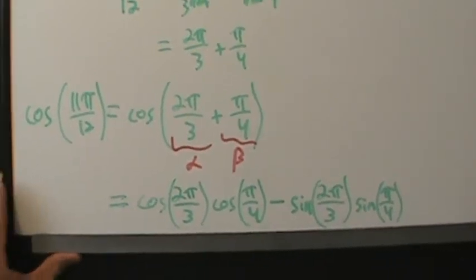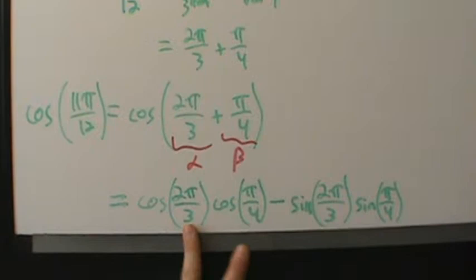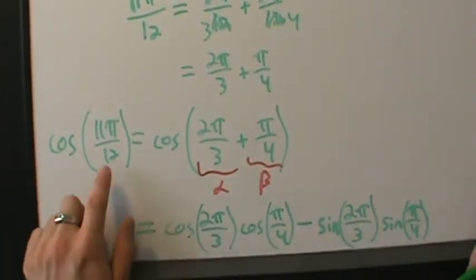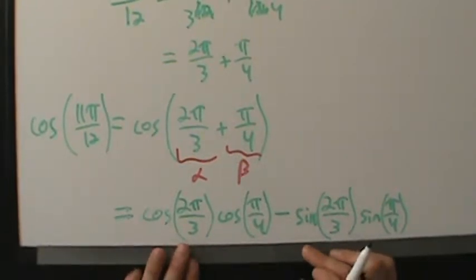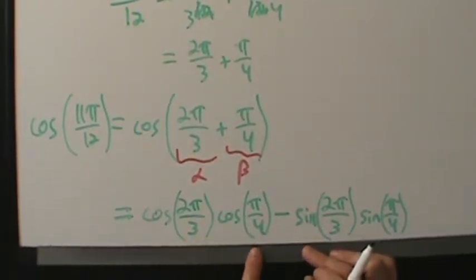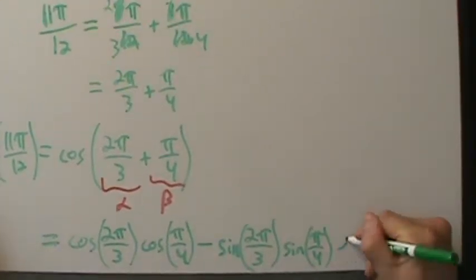Okay, and then from here, these are all special angles, 2 pi over 3 and pi over 4. Those are both special angles on the unit circle. That was the whole point of doing this, to split this up as the sum of two special angles. So now it's just a matter of knowing the unit circle. So 2 pi over 3, pi over 4, we have to know the cosine and the sine of both of those. So let's come up here.